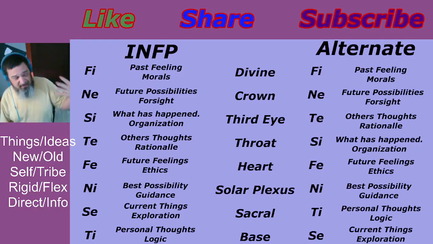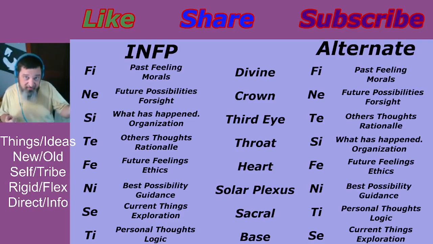The sacral is the trickster energy. This is the part that's going to trip you up. You intentionally choose this. For the INFP, that is going to be SE. SE is current things and exploration. It is getting the new thing. It is understanding the new thing, and it is completing projects. You're probably going to have a tendency to intentionally not complete the project. You're not going to finish what you're doing. You're going to leave it halfway done. You'll say, this is good enough.